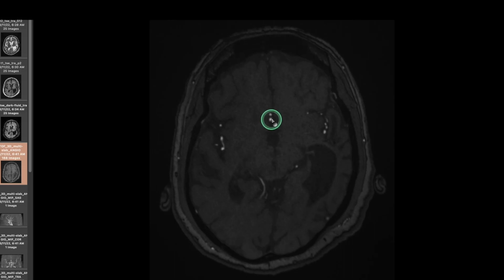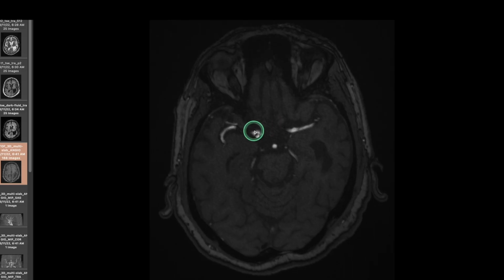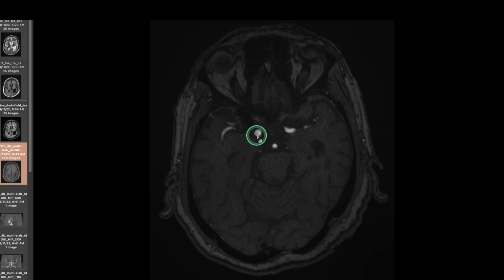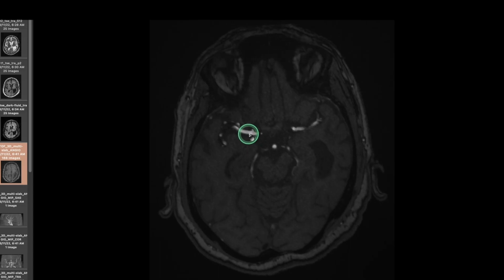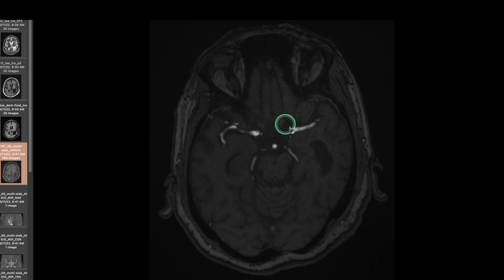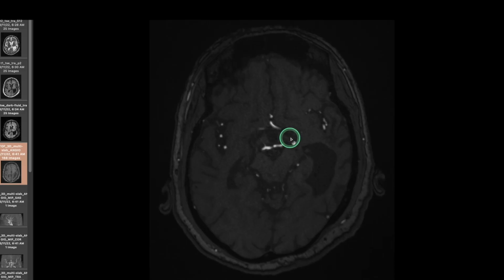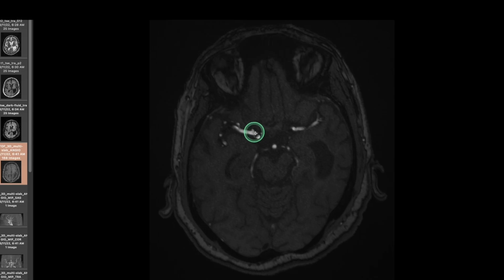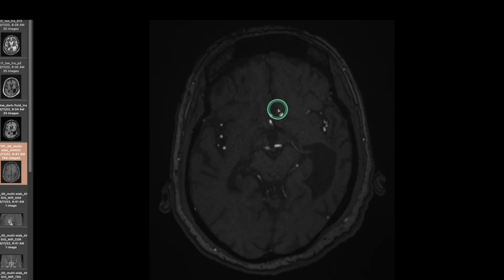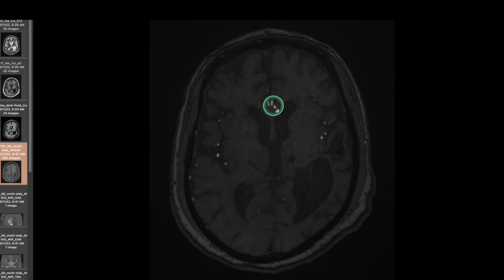These bright structures are your ICAs and branches of ICAs, like the anterior cerebral and middle cerebral arteries. The ones which go towards the lateral side from the ICA are the middle cerebral arteries, and the ones which go anteriorly from the ICA are your anterior cerebral arteries.